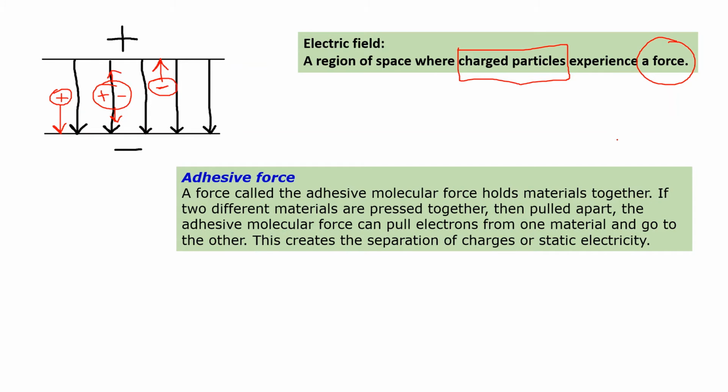Right, so the electric field is a region of space where charged particles experience a force. If you look at the top left, where you have a plate of positive charge and a plate of negative charge, if you were to put an electron inside, the electron will feel a force towards the positive plate and be repelled by the negative plate. So it would accelerate; it would experience a force. Similarly, if you have a positive charge in between a positive and a negative plate, the positive charge will go towards the negative and be repelled by the positive.